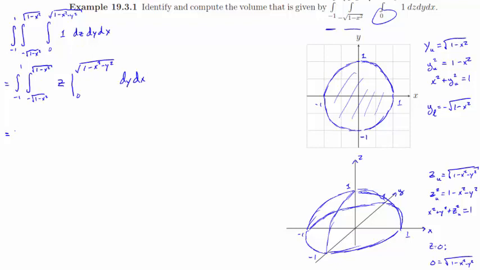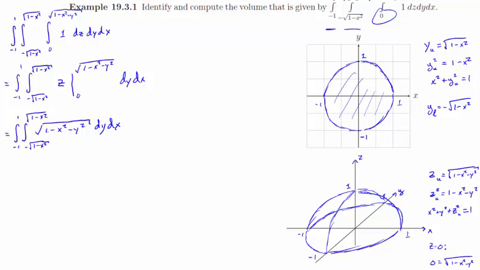So this equals the integral from negative 1 to 1 of the integral from negative square root of 1 minus x squared to the positive square root of 1 minus x squared of the square root of 1 minus x squared minus y squared dy dx. Okay. Now, this integral, we could do a trig substitution here and work through it that way, but this is screaming to me to switch to polar coordinates.